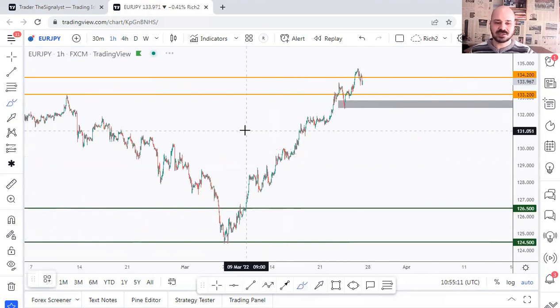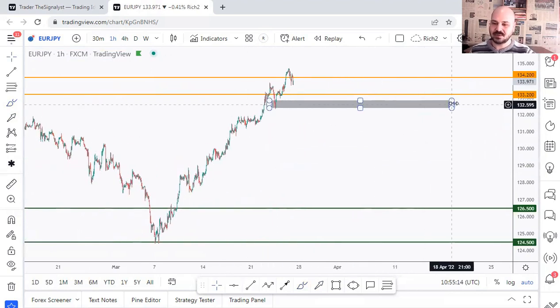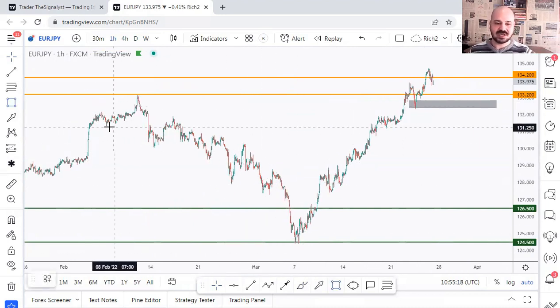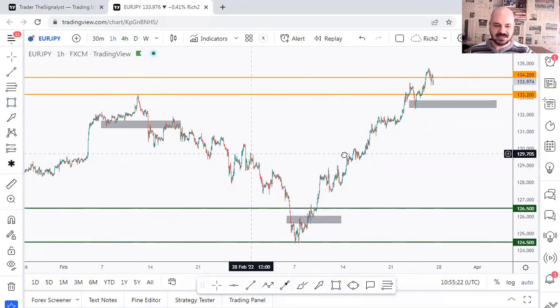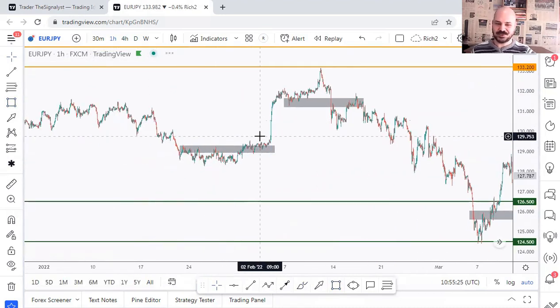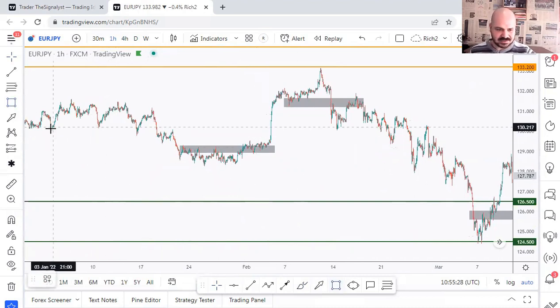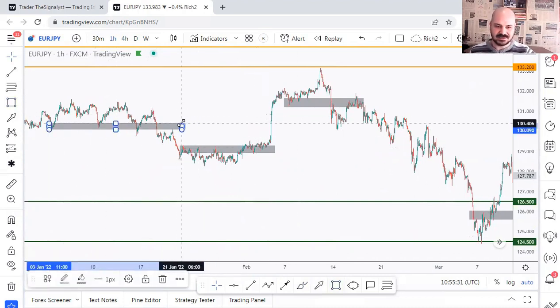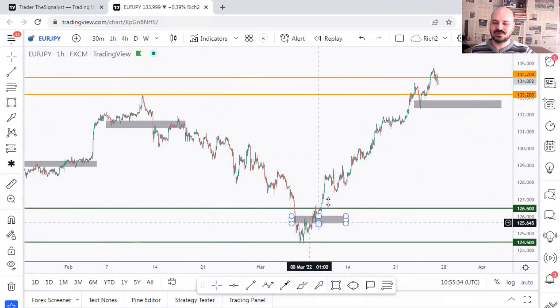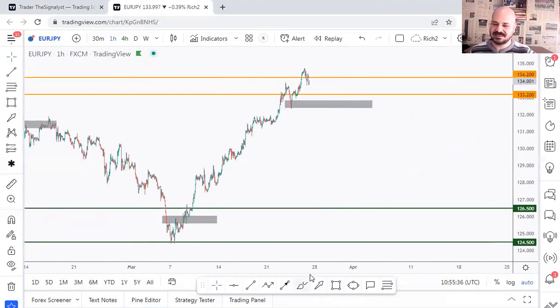From a market structure perspective, for the sellers to take over, we need to see the last low broken downward, just like previously. If you apply the same logic, last high broken upward, and so on. You've got a range, and that's it. So sellers took over, buyers took over, sellers took over, buyers took over. Now we're waiting for the sellers, if you apply the same logic, to take over.